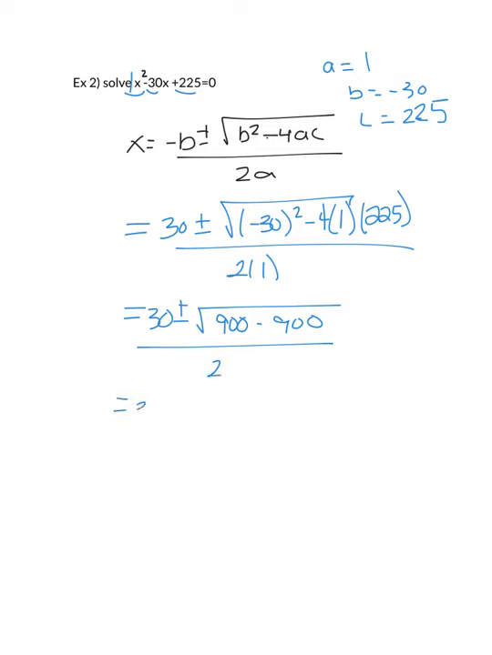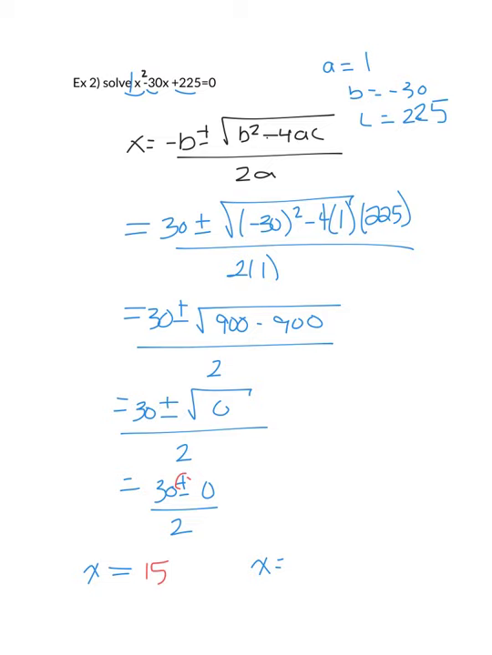So I'm going to simplify even further. 30 plus or minus the square root of 900 minus 900, which is 0. And the square root of 0 is 0. So I'm going to get two answers again. I'm going to get 30 plus 0, hit your equals, divided by 2. And I'm going to get 30 minus my 0, hit equals, divided by 2.